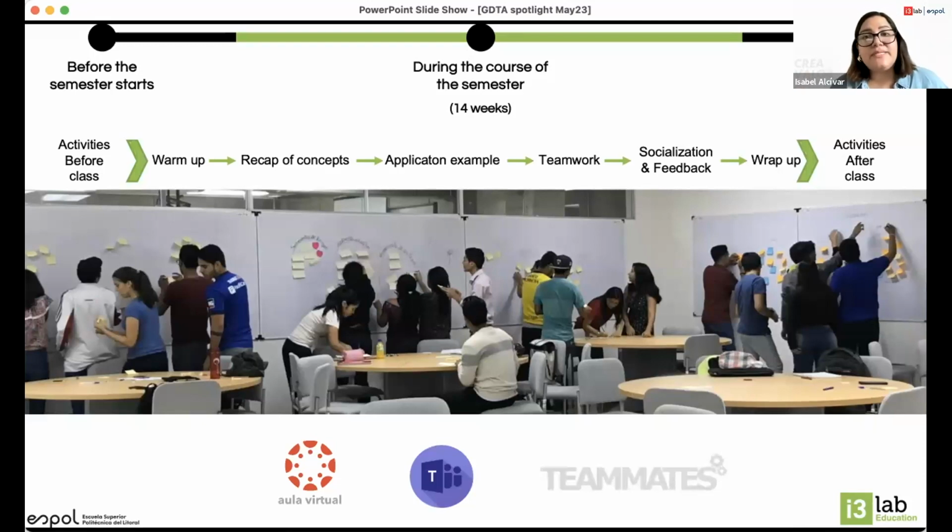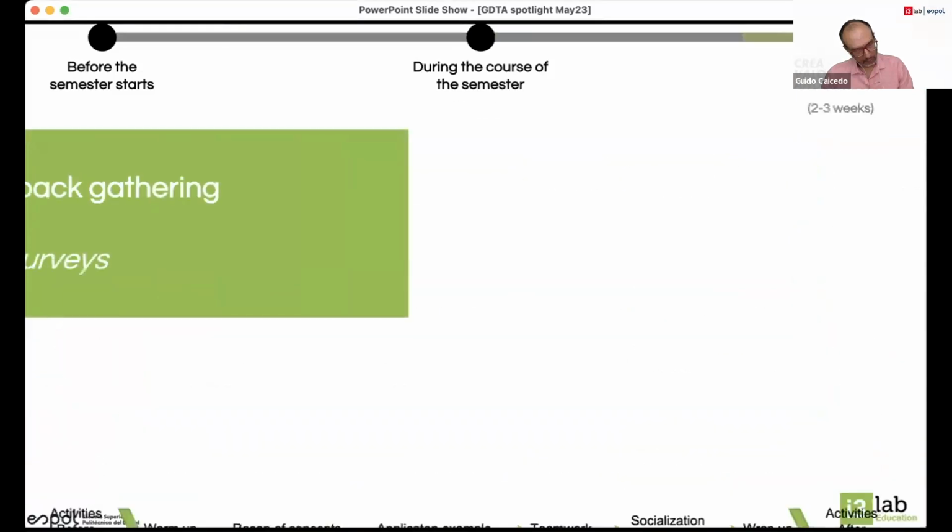We use Microsoft Teams as the official communication channel between the teams and the faculty, and also among team members. That's where they centralize their work and the different files that they have to work on during our class. And lastly, another platform that we use is Teammates, in which we give feedback about teamwork to our students, and also among the team, they give feedback to each other.